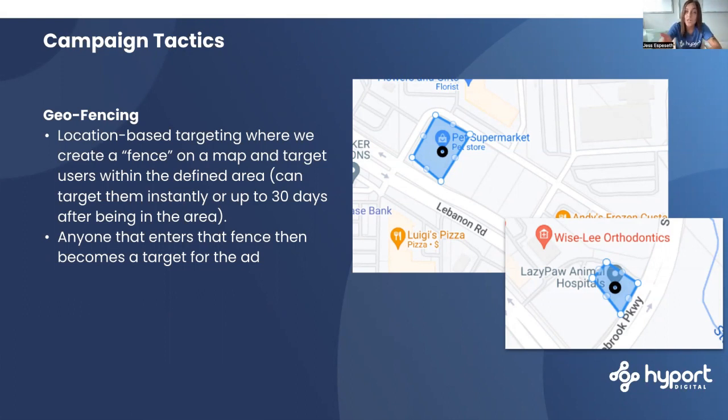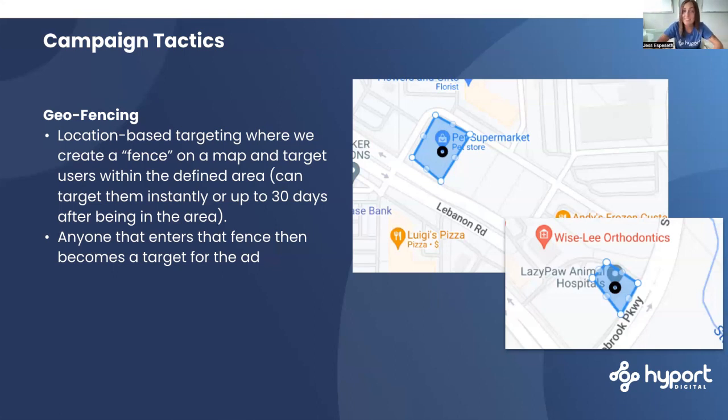So you can target people instantly, meaning the second they walk into that fence, they've got the ability to potentially be served an ad. What we recommend is setting that recency a little bit longer. You can set that recency up to 30 days, meaning if I walk into that fence and then I leave that fence, I'm still eligible to receive your ad for up to 30 days after being there.